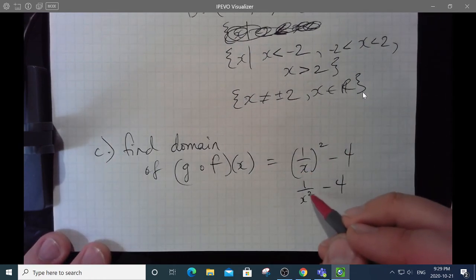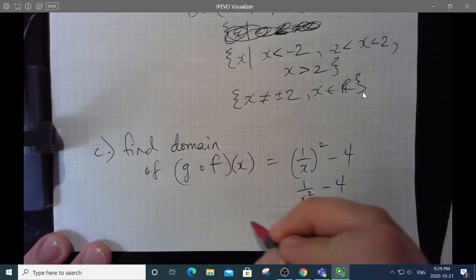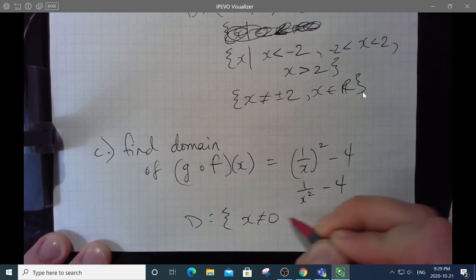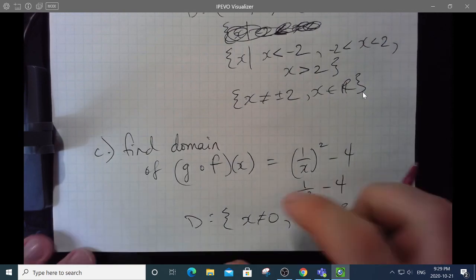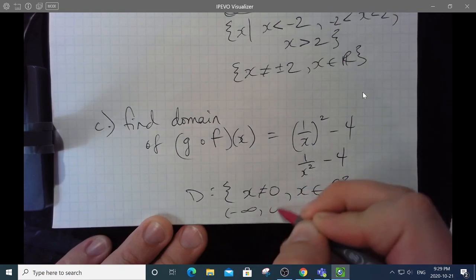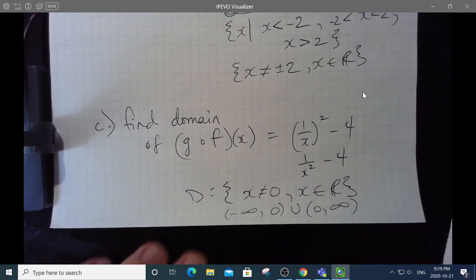I would say that, okay, what's the only number x can't be here? And the answer is 0. So x cannot equal 0. This is my domain, obviously. But it can be all reals besides that. Okay, and again, if you wanted that in interval notation, you'd say you can go from negative infinity up to, but not including 0, together with 0 not included, to infinity. Okay, so there's a domain question.